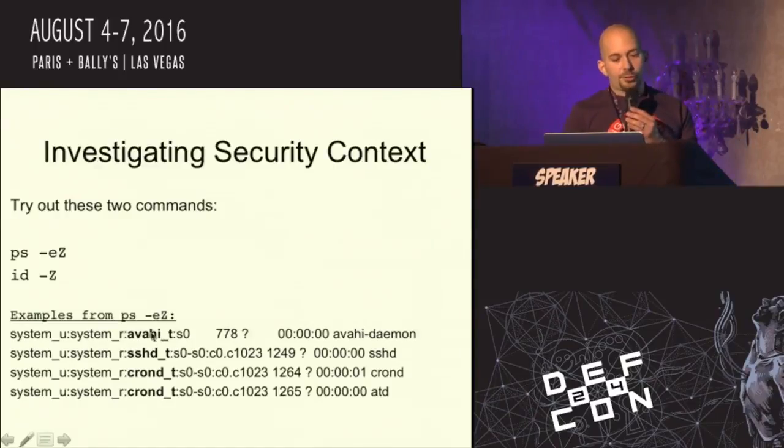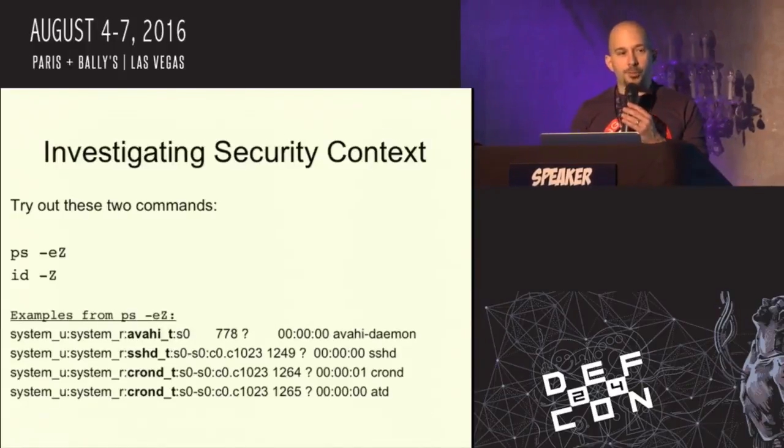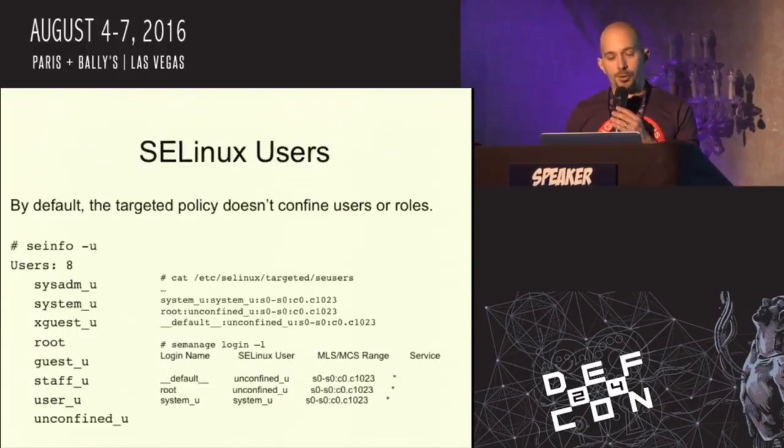But you do that Z, and you start seeing, okay, you've got this program Avahi daemon. It's got its own type called avahi_t. You've got an SSH daemon. It's got a type called sshd_t. All of these types are basically how it gets labeled.